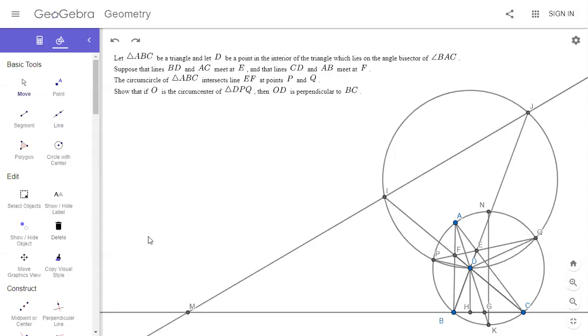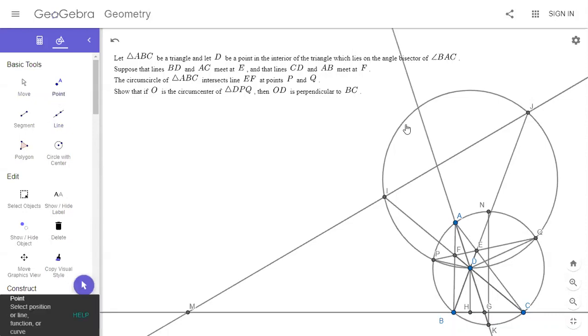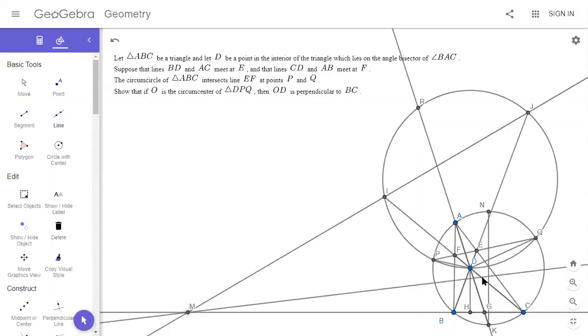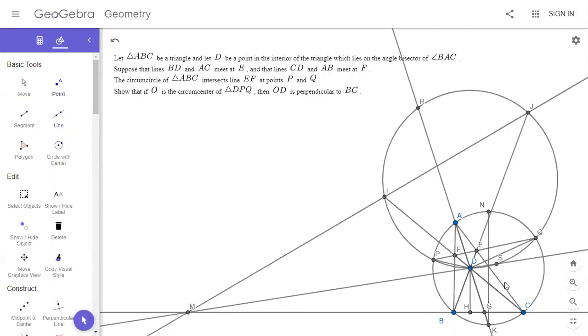But I think using projective geometry, we might be able to do that. So we want to show that B, C, M, and G are in harmonic conjugation. If we project those four points through V, then we want to show that I, J, R, and this intersection point are in harmonic conjugation. So we want to show IJRF is a harmonic quadrilateral.